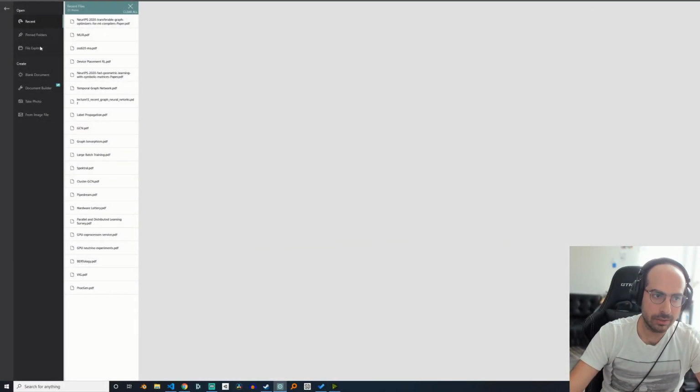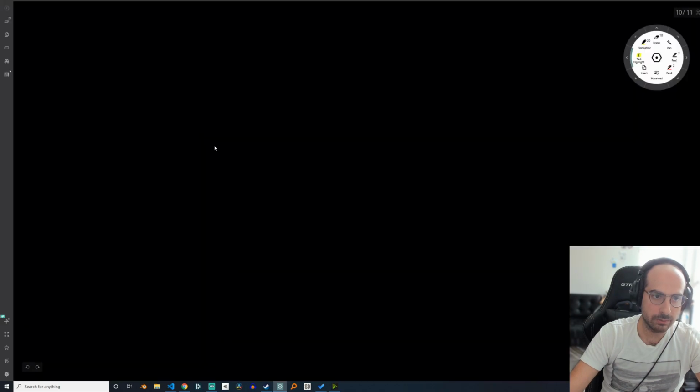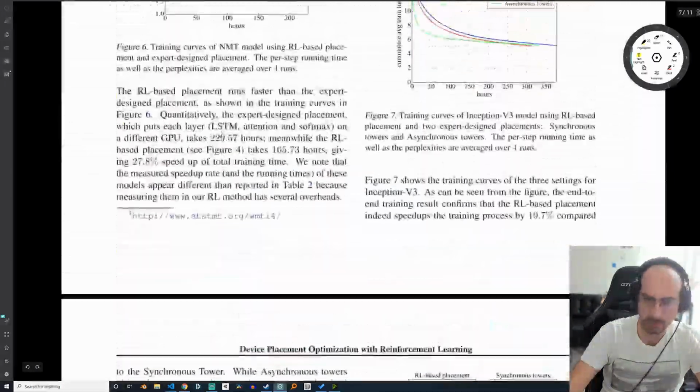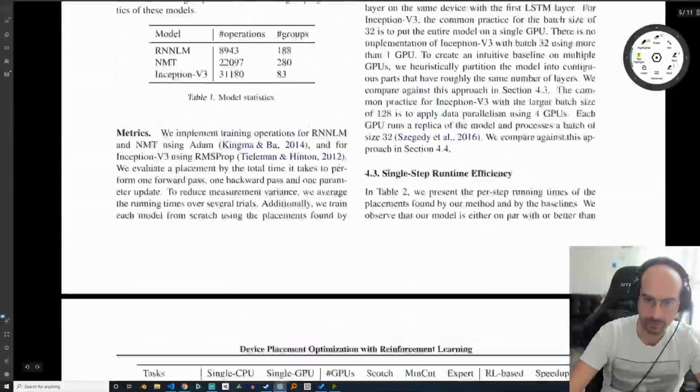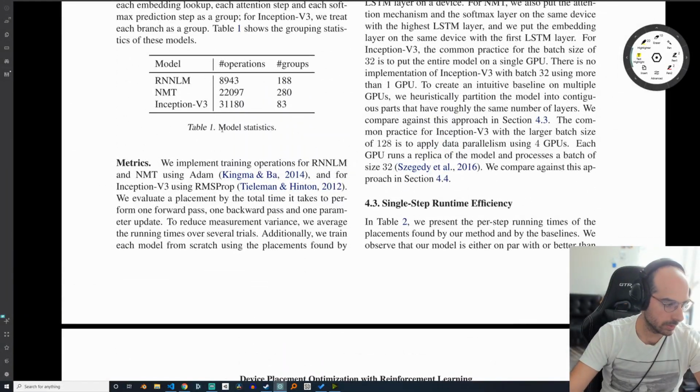And very similarly, this other slightly older paper on device placement with RL uses the exact same setup, but instead of using a graph neural network, it uses an RNN with attention.